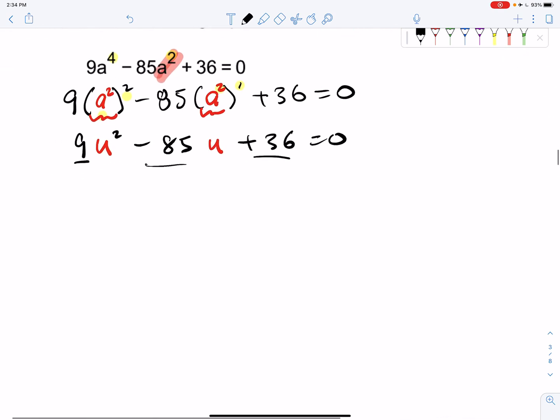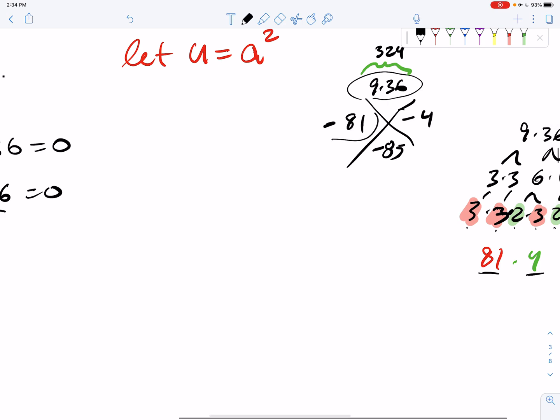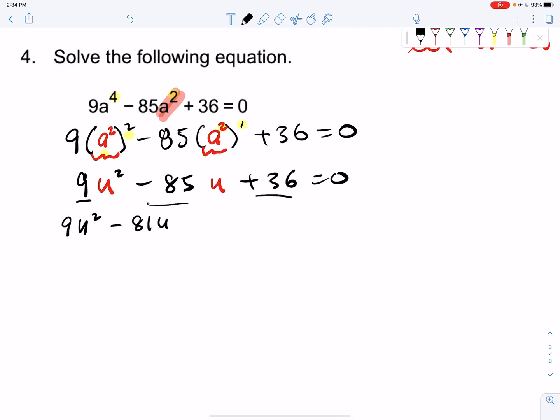Okay, so yeah, this is a tougher problem in terms of that factoring piece to it. You can factor this in many different ways. I'll just go ahead and do the way that we've done in the past, by grouping. So that's just going to be 9u squared. Replace the 85u with our two pieces, our target numbers, if you will, negative 81 and negative 4. So negative 81u minus 4u is exactly what negative 85u is. And then I copy down plus 36.